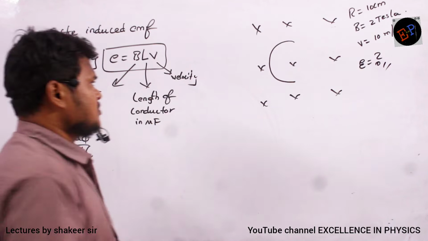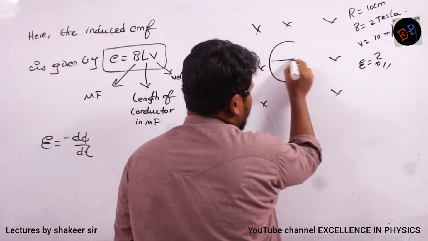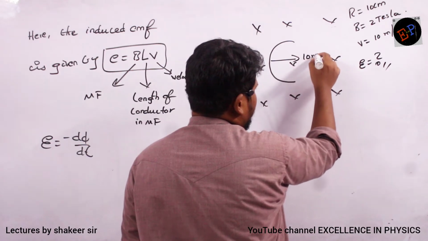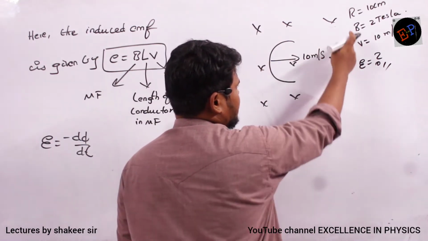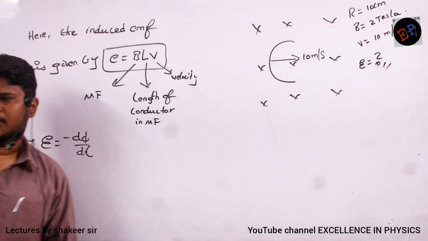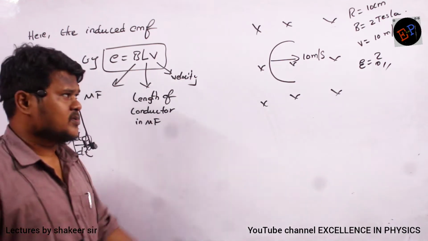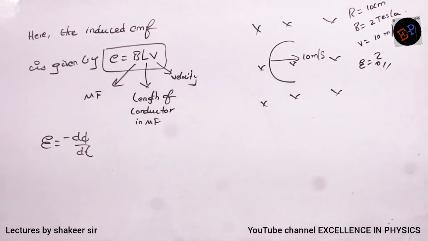So this is a semicircular wire conductor which is moving in this direction with a velocity of 10 meters per second. This is the strength of the magnetic field, and the radius is 10 centimeter. Now can you say how much EMF will be induced in this coil? Anybody?